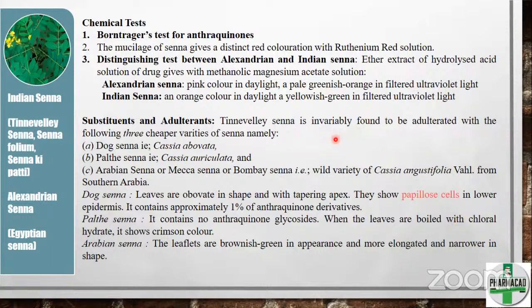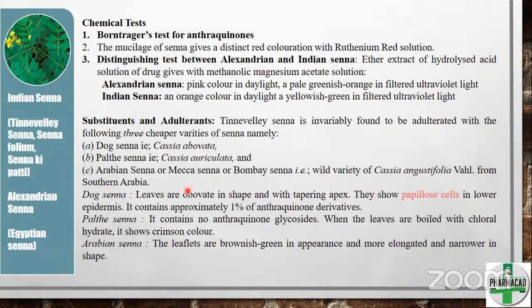Tinnevelly senna is invariably found to be adulterated with three cheaper varieties of senna, namely Dog senna, Palthe, and Arabian senna or Bombay senna. Now, Dog senna is also known as Cassia obovata. Palthe is also known as Cassia auriculata. And Arabian senna or Bombay senna is also known as Cassia angustifolia wild variety.